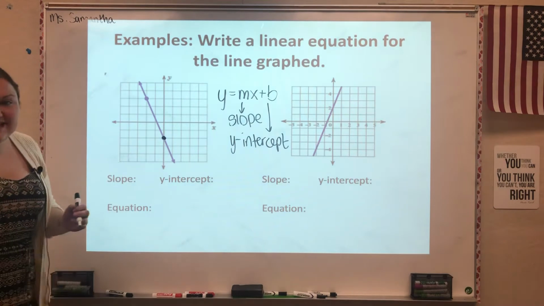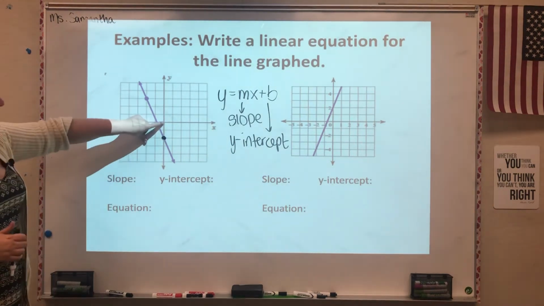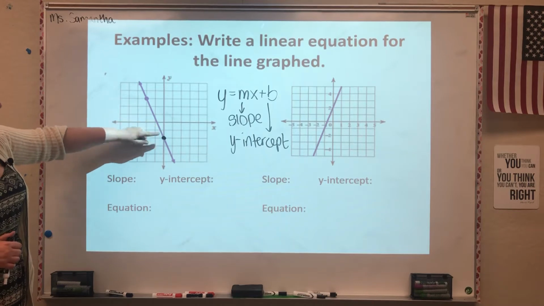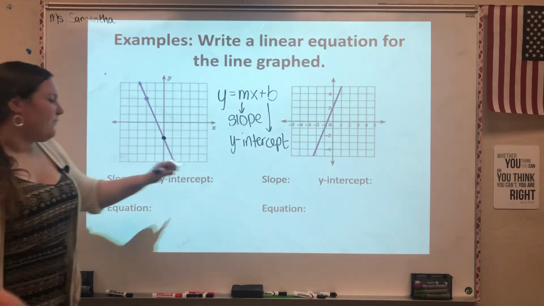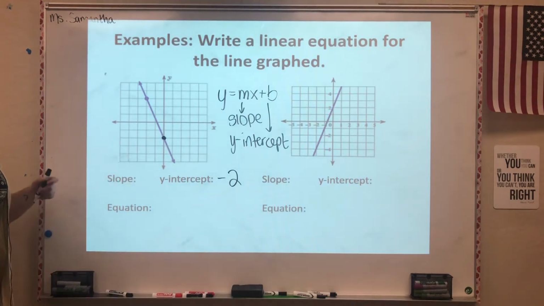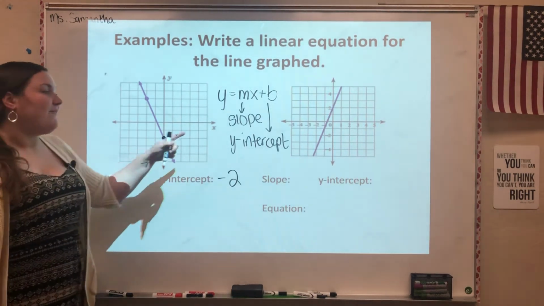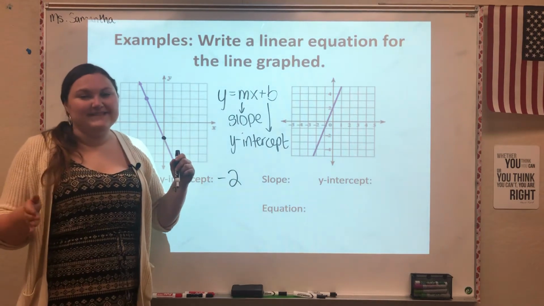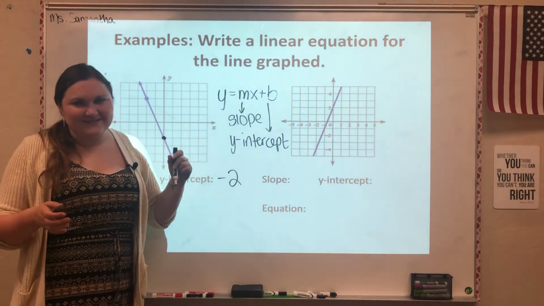Now this graph doesn't have any numbers on it, so we have to count. The origin here at the middle is 0. So this is -1 and -2. That means that y-intercept is the number -2. Now what about the slope? When we were graphing lines, there's something we used for slope to help us graph more points. Do you remember what that was?